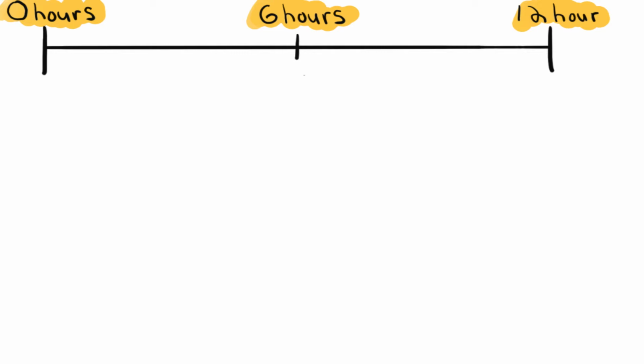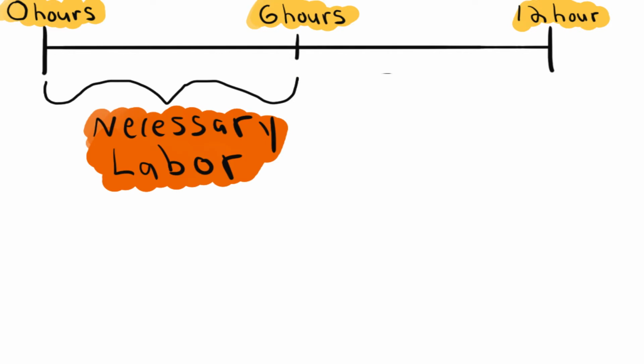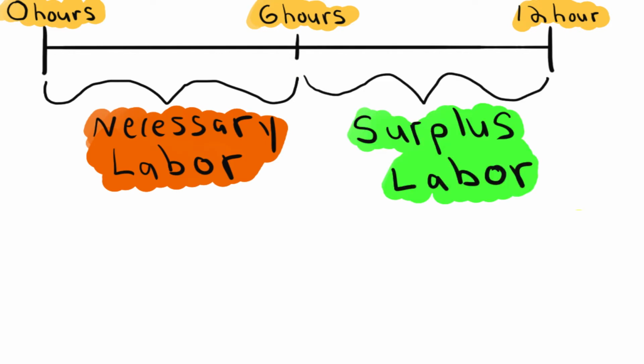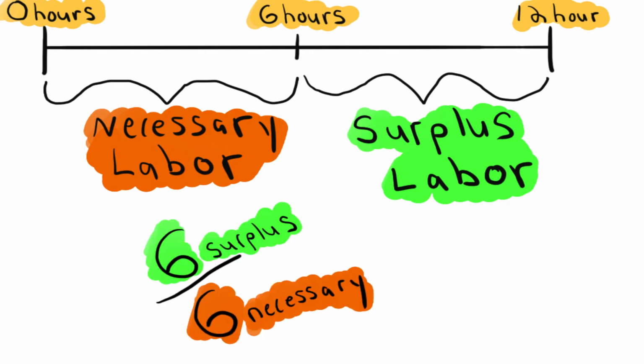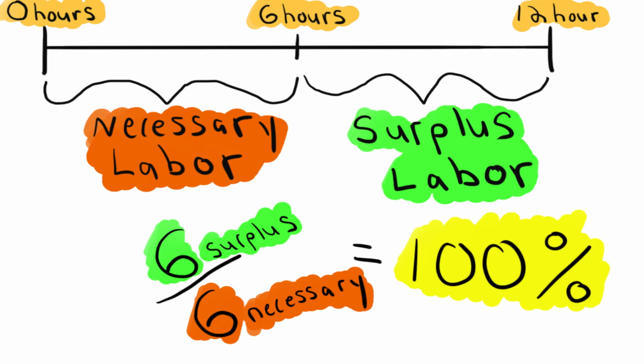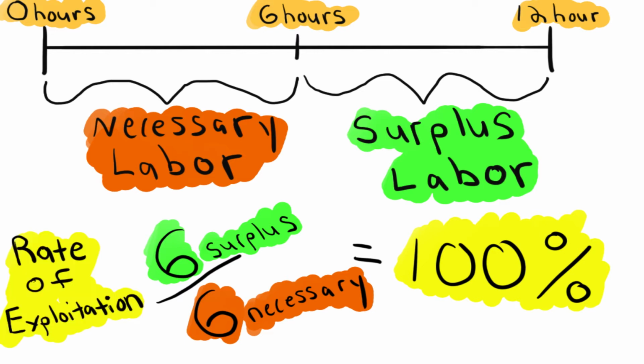From our moneybags example, the worker works 12 hours, 6 of them made up by necessary labor to repay his wage, and the second 6 made up by surplus labor. So the proportion would look like this: 6 hours surplus over 6 hours necessary to equal 100%. This means for every hour that the laborer works for himself to repay his wage, he gives another hour for free to the capitalist. Marx calls this surplus quotient, and I'm not joking, the rate of exploitation. But the rate of exploitation can vary.